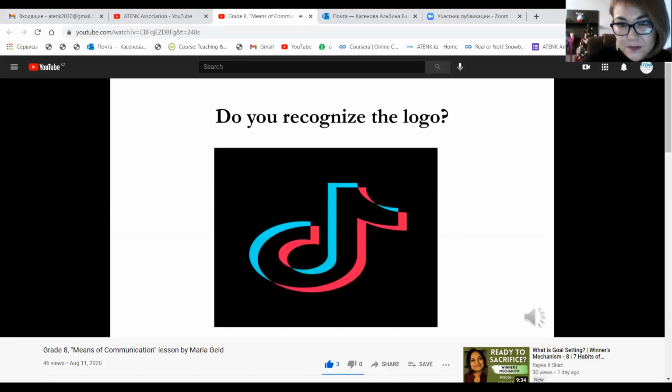Do you recognize the logo? Yes, it's a logo of TikTok, which is a popular social video sharing app.